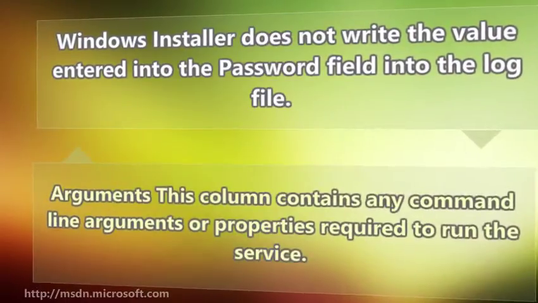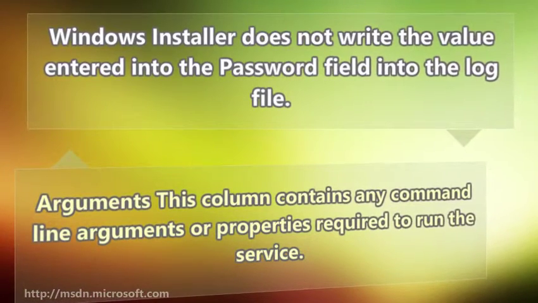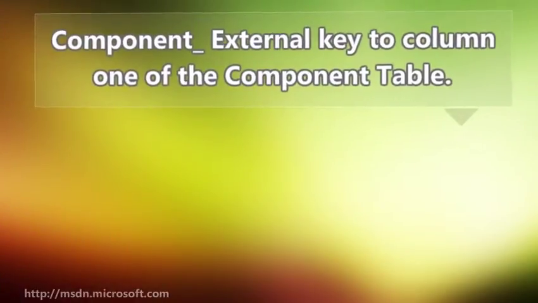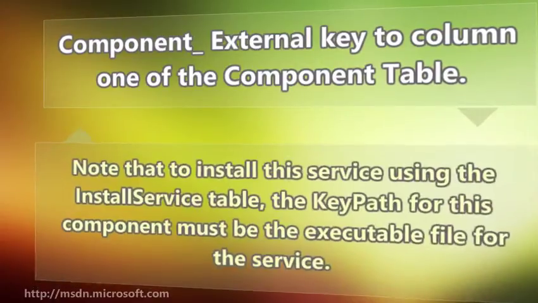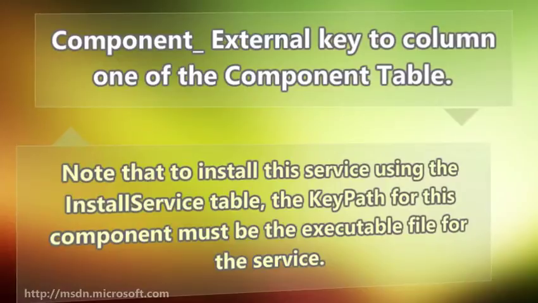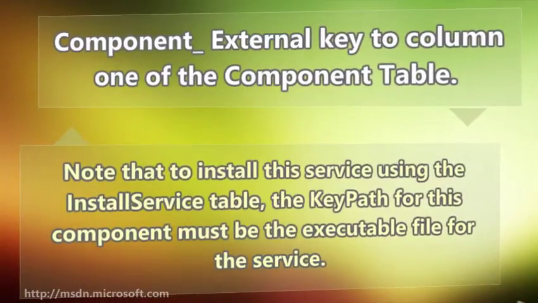Arguments. This column contains any command line arguments or properties required to run the service. Component_, external key to column 1 of the Component table. Note that to install this service using the ServiceInstall table, the key path for this component must be the executable file for the service.